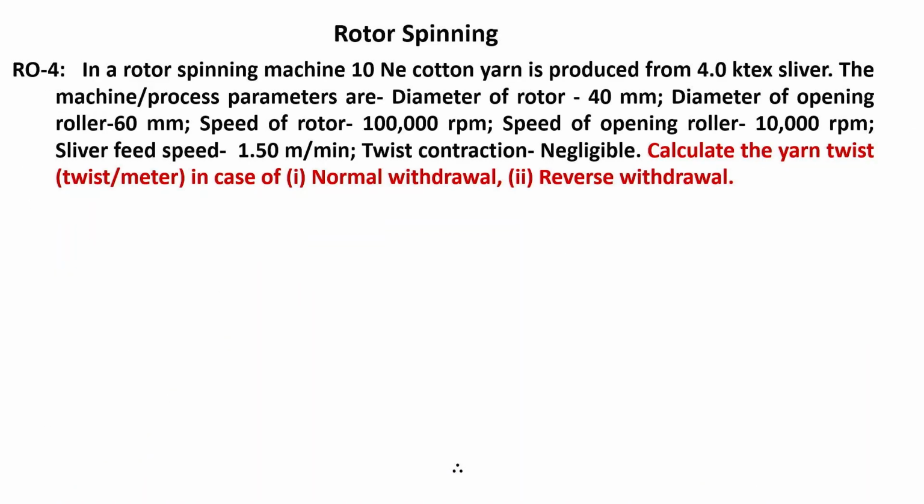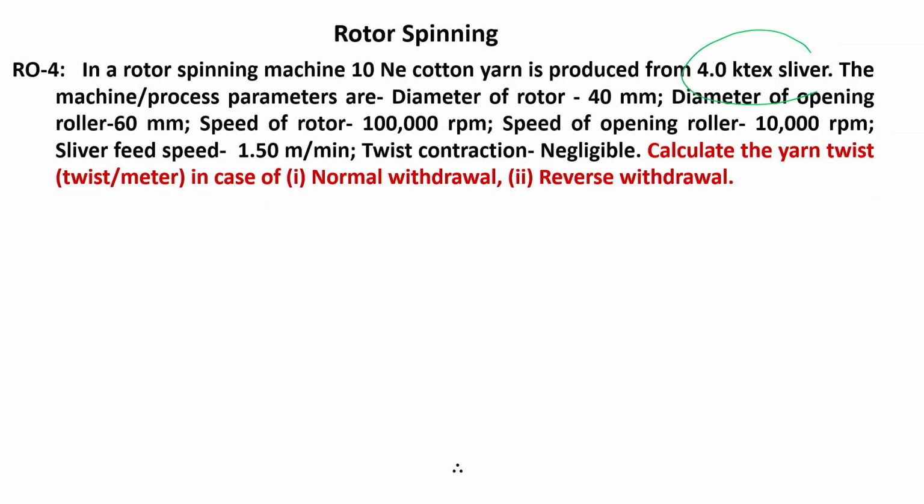Now, next numerical. In a rotor spinning machine, 10 NE cotton yarn is produced from 4 kilotex sliver. Okay, 10 NE cotton yarn from 4 kilotex sliver. So, from this data we can calculate the total draft.